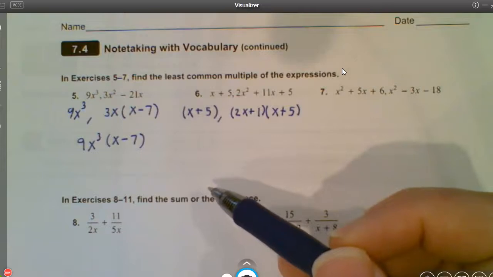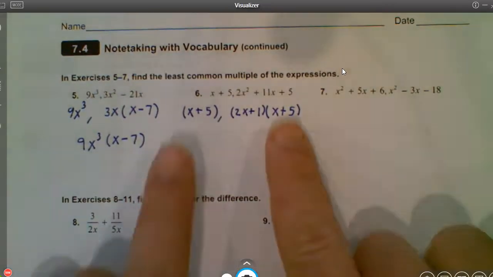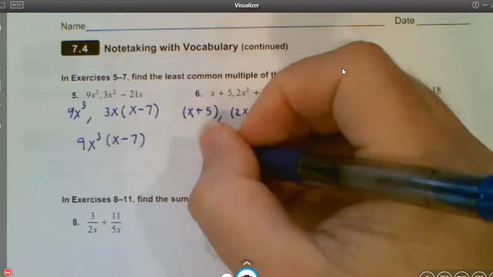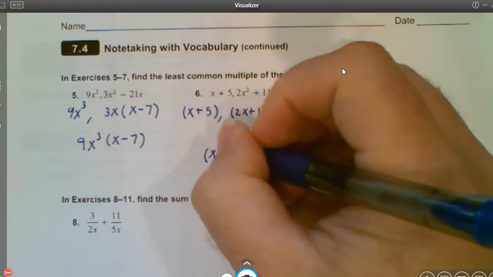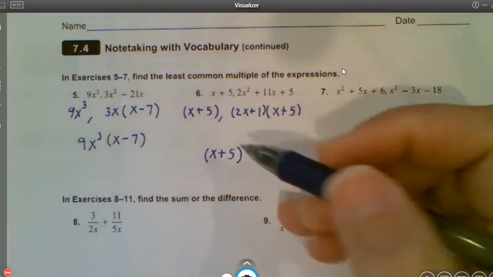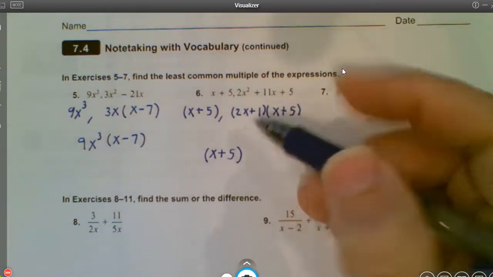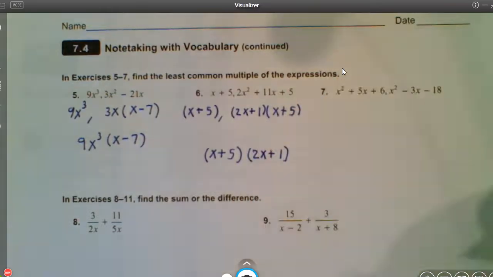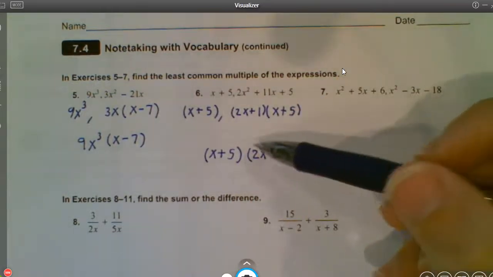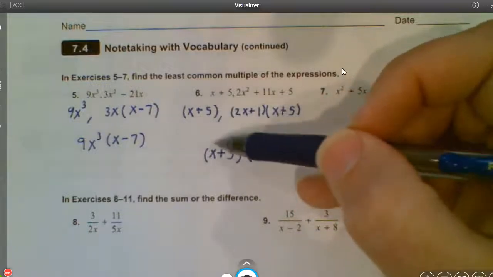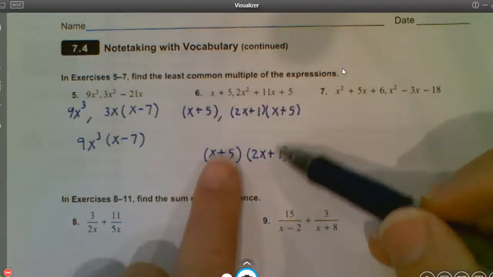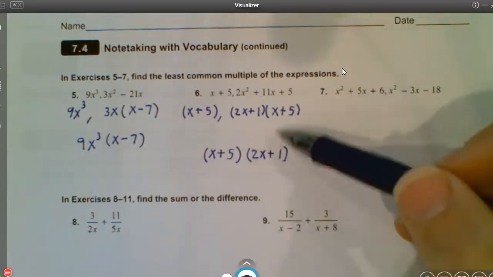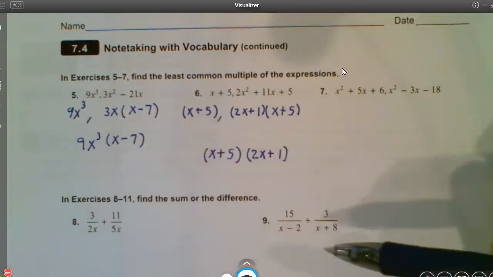I need something that all of that can go into. So let's just start with the one they have in common, right? So x plus 5 is something that they can both go into. I also need something that this can go into, right? So 2x plus 1. And that would be it. This would be our greatest common multiple, because this is something that this can go into. This is also something that this can go into. So I need one big factor that both of these can go into evenly.